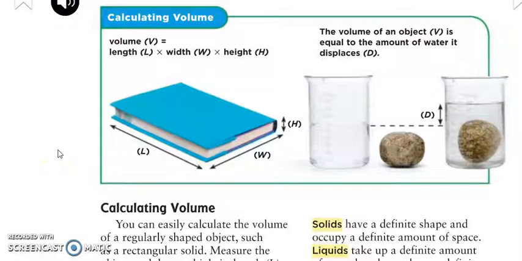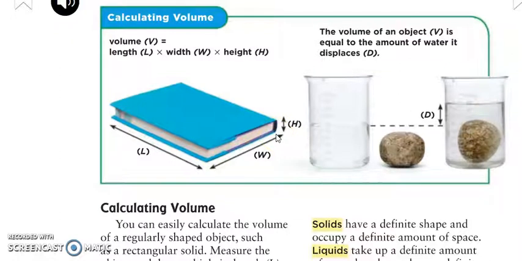Okay guys, you can easily calculate the volume of a regularly shaped object such as a rectangular solid. Like here, you can see this has a regular shape, like this book. So it has a rectangular shape.